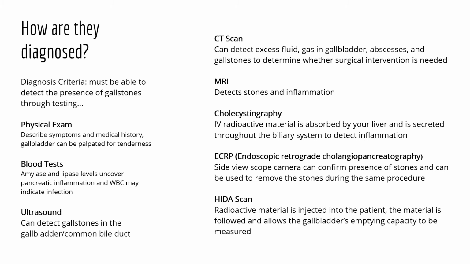ECRP is an endoscopic procedure in which a side view camera is fed through the upper GI tract to confirm the presence of stones. This technique is especially useful because during the same procedure, the scope can be used to remove or dislodge stones, resolving any issues.